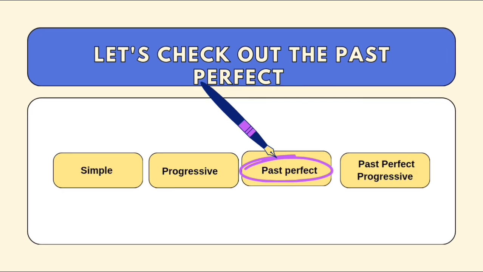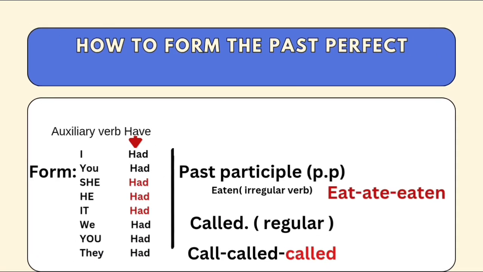Very polite. I was thinking you might. Very nice. Now let's check out the past perfect. Here's how to form the past perfect. You need the auxiliary verb have. Add the past tense, of course. And then you need to add the past participle. The past participle is the PP. For example, eaten. So eaten is an irregular verb, so you need to use the third column, V3. Okay, so eat, ate, eaten.